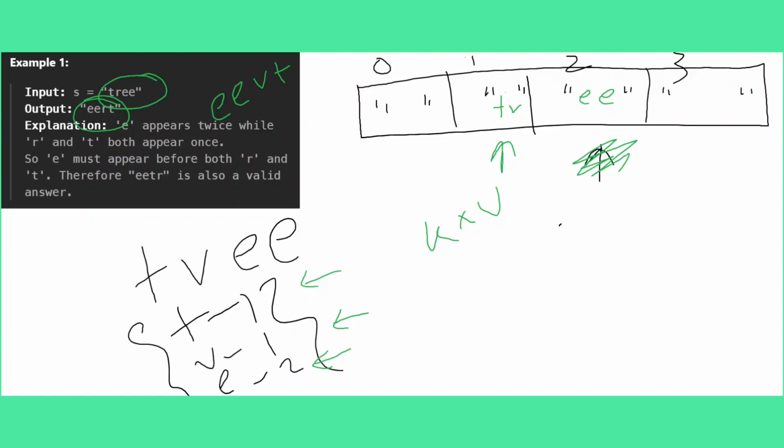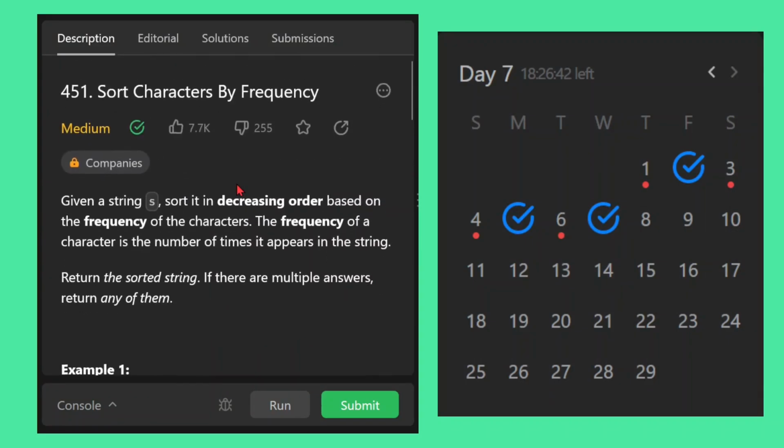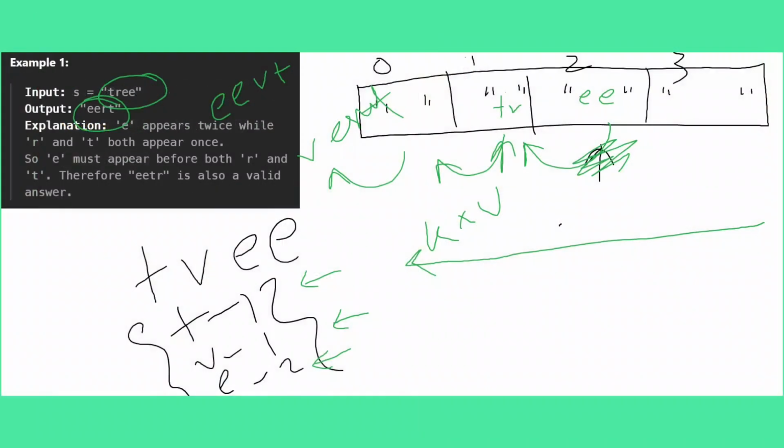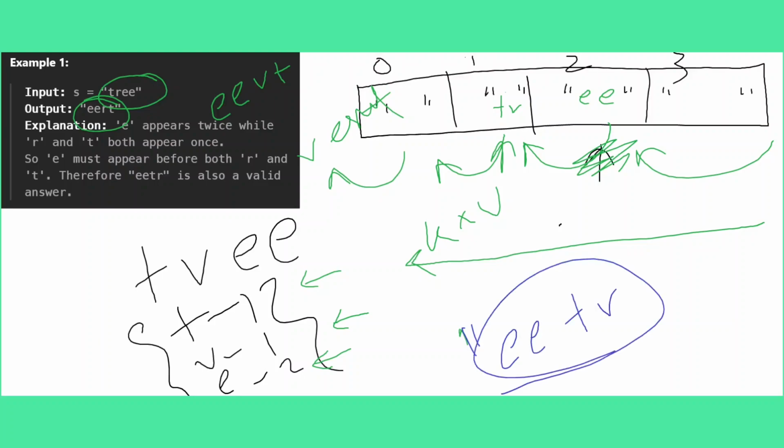And then I'll start from the end of the list and start appending all these substrings to the result string, because in the question, as you can see, it's mentioned that we have to create a result which sorts everything in decreasing order. So if I start from the end of the list, on the result part I'll have first EE, then T and R, EETR.